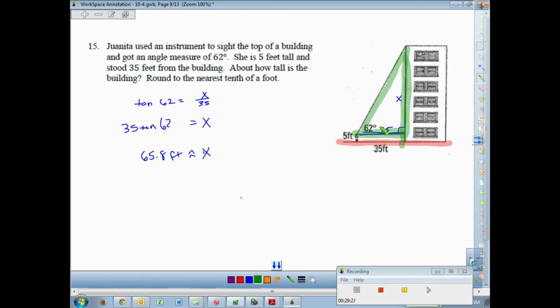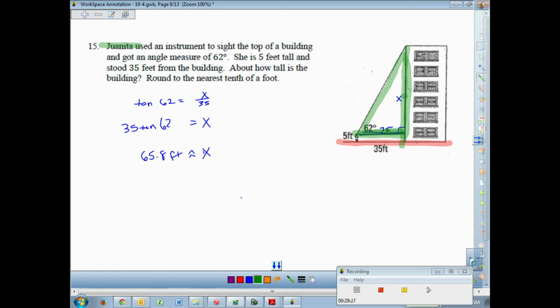We knew that angle of elevation. You know why that's an angle of elevation? Because which way did Juanita look? She looked up, right? Where did she look up from? That horizontal right there where she normally looks straight ahead. 62 degrees. If I find x right there using tangent, because that's opposite, and this is the adjacent side to it, I got 65.8 feet.